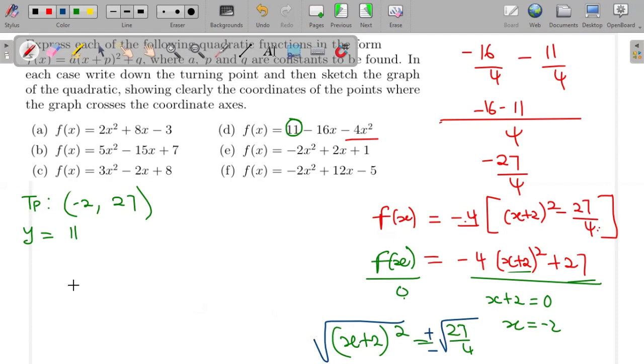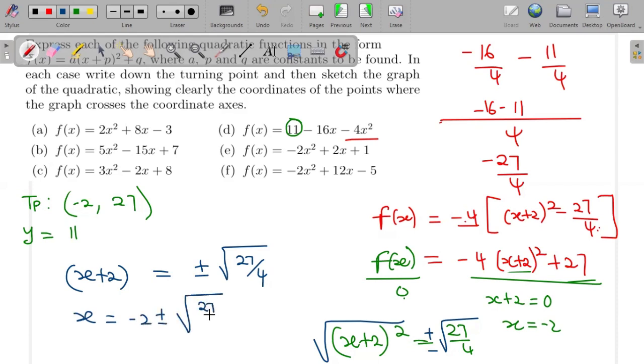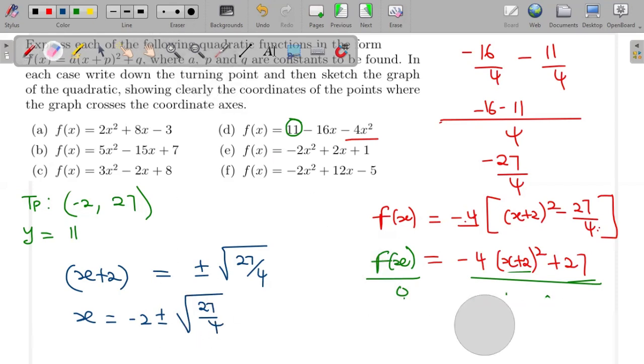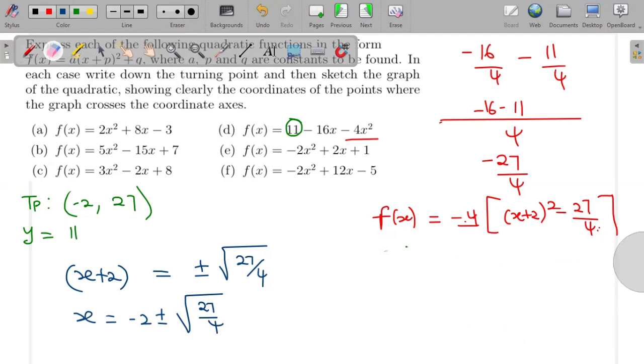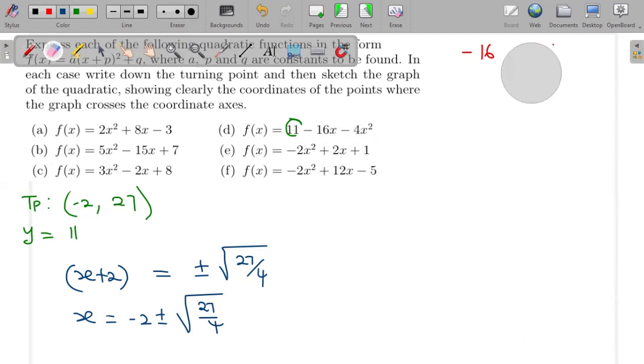So it will be x plus 2 is equal to plus or minus the square root of 27 over 4. So it will be x is equal to minus 2 plus or minus the square root of 27 over 4. Okay, from here we can get our two answers for the x-intercepts.